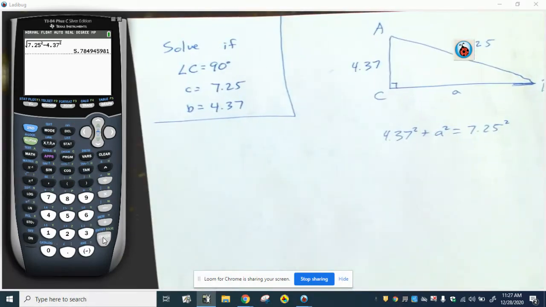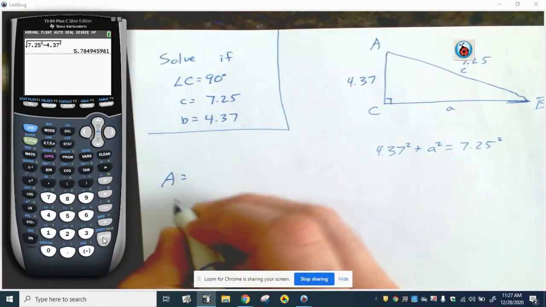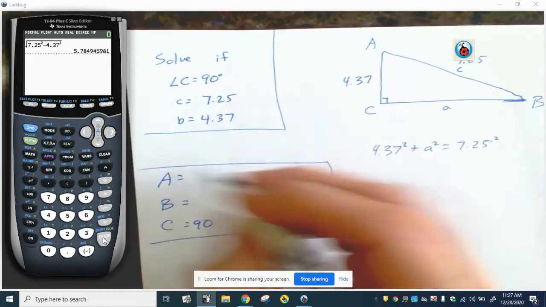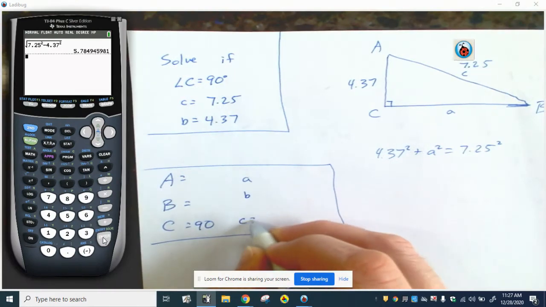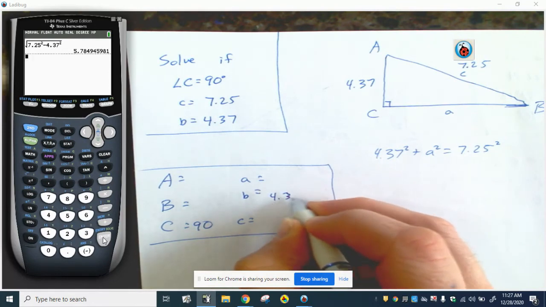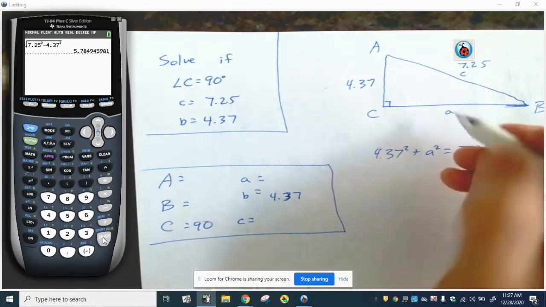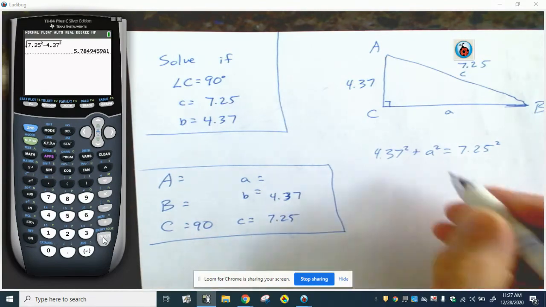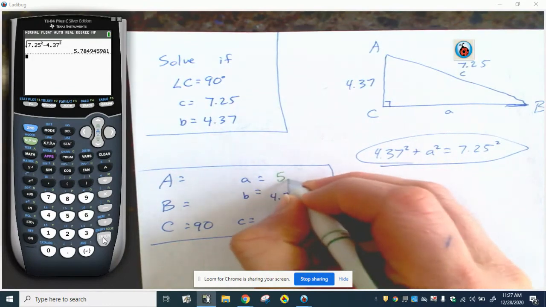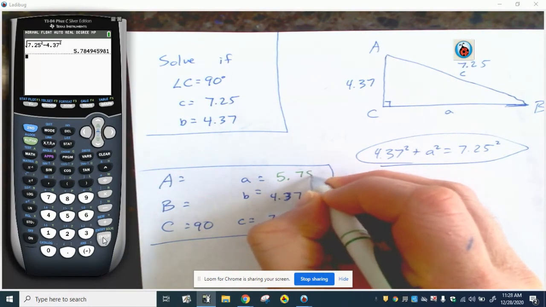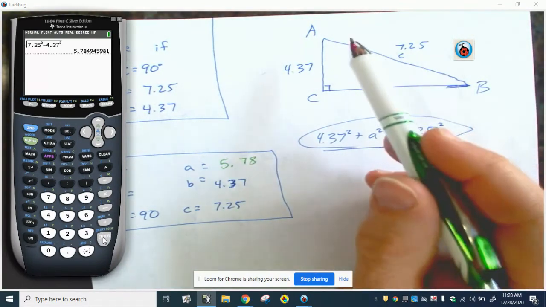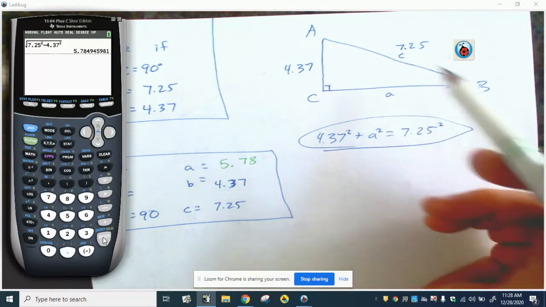Okay, so I know right away A, B, C. I know that's 90. That's the only angle I know. Now I know all three sides. So I was given that B was 4.37. I was given that C is 7.25. And using Pythagorean theorem, I just found that A was 5.78, 5.8. Okay? Easy enough. But now we have to find an angle, okay? We don't know either one of those two angles.